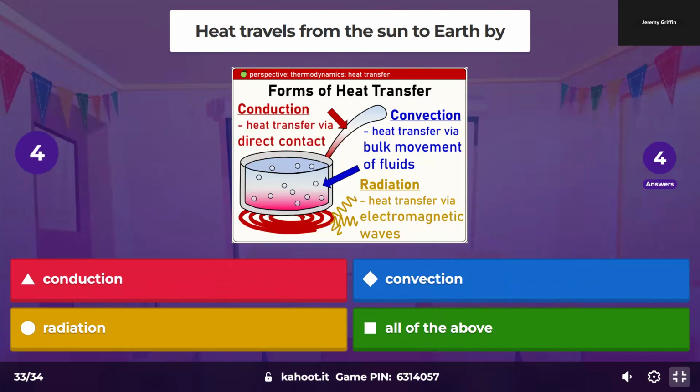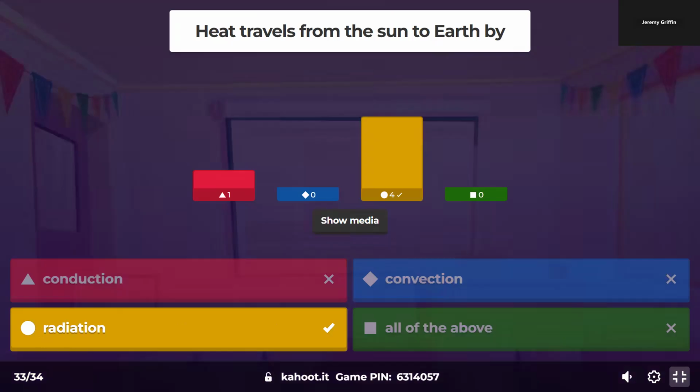Heat travels from the sun to Earth by radiation. How does sunlight reach the Earth through the vacuum of space? Isn't that the only form of thermal energy transfer through a vacuum? It'd be radiation.